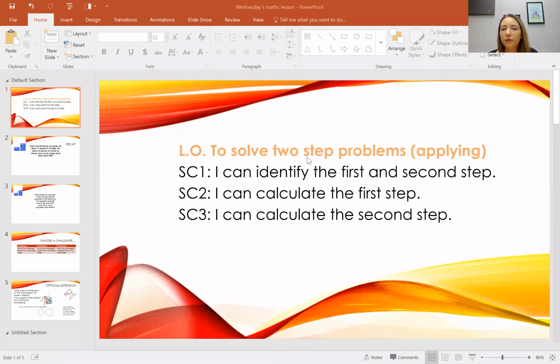So today we're going to have a go at solving some. I'm just going to share our learning objective for today's lesson. Today I'd like you to solve two-step problems. That's what we're learning to do today. First success criteria is to identify the first and second step like you did yesterday. Then you'll need to be able to calculate the first step and then calculate the second step.